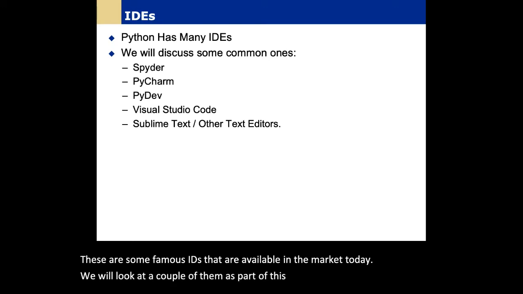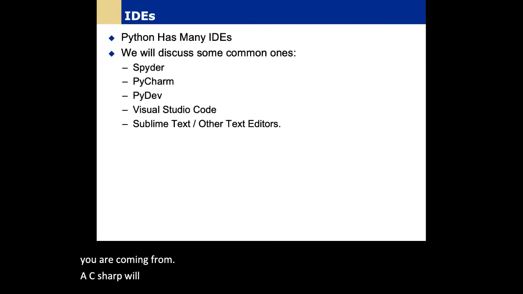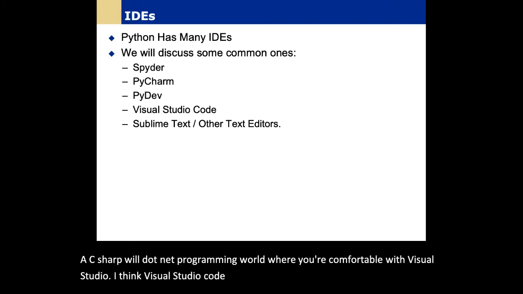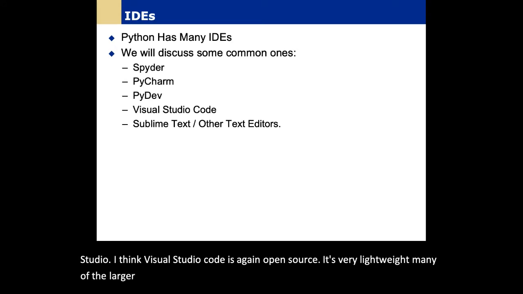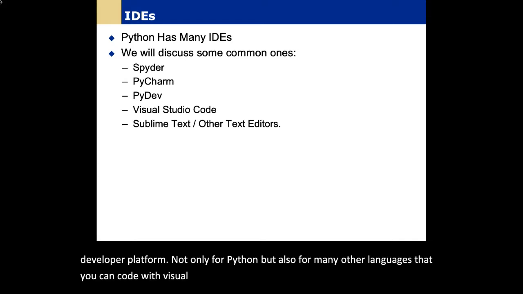We have Visual Studio Code. If you are coming from the C#, .NET programming world, where you are comfortable with Visual Studio, Visual Studio Code is again open source. It's very lightweight. Many of the larger organizations have adopted Visual Studio Code as their default developer platform, not only for Python, but also for many other languages that you can code with Visual Studio Code. So I'll briefly show you that.